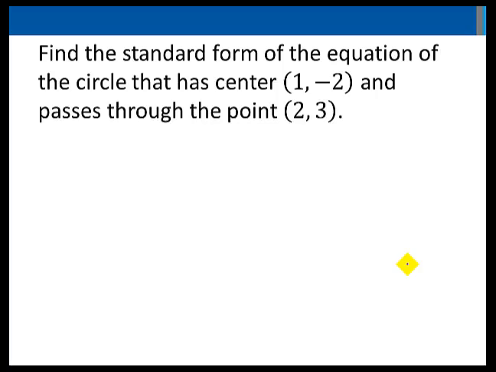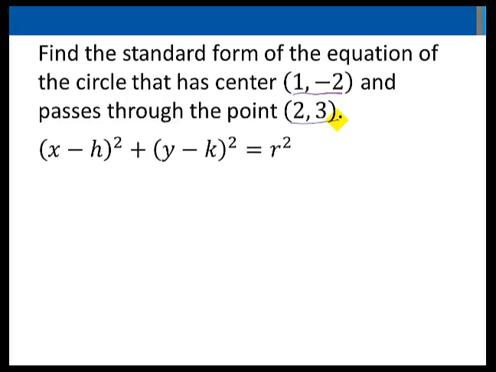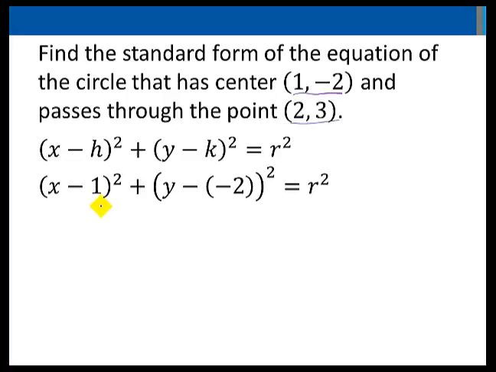Okay, find the standard form of the equation of a circle that has center (1, negative 2) and passes through the point (2, 3). Okay, so we'll start with our standard form of the circle, (x minus h) squared plus (y minus k) squared equals r squared. And we'll first of all plug in the center, h value of 1, k value of negative 2, and we'll have (x minus 1) squared plus (y minus a negative 2) squared equals r squared.